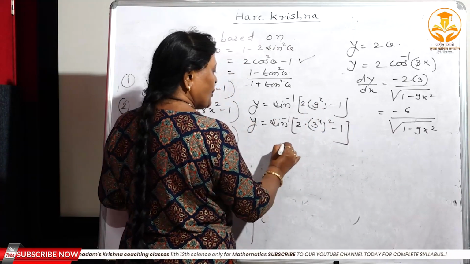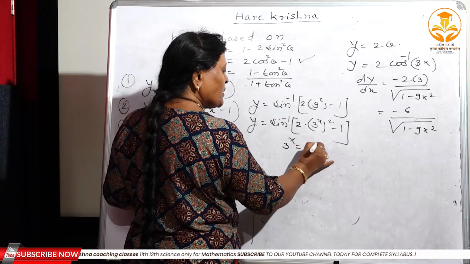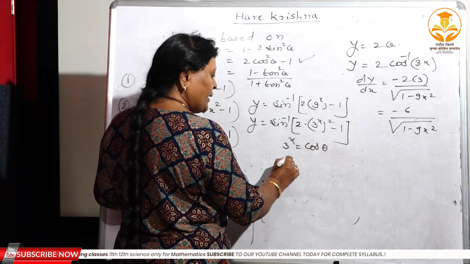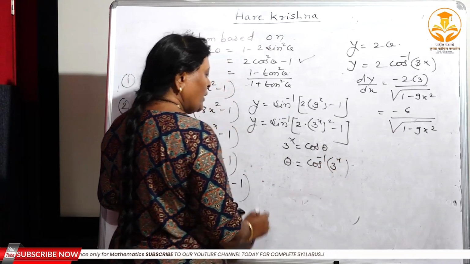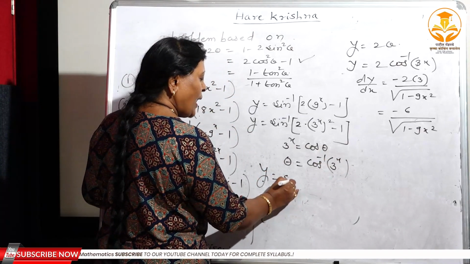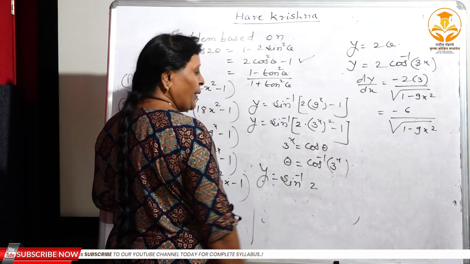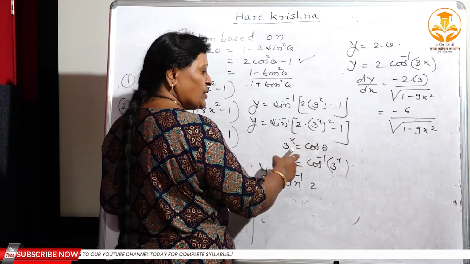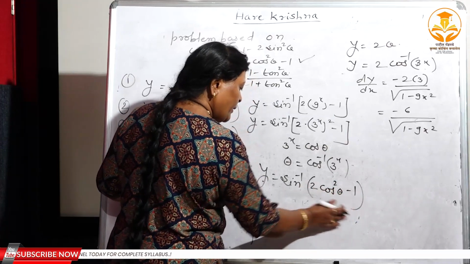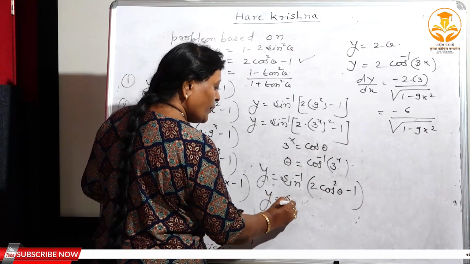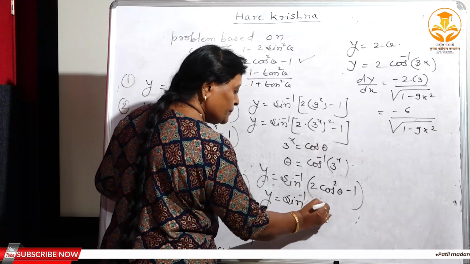Obviously you can substitute 3 raised to x is equal to cos theta. Therefore, theta is equal to cos inverse of 3 raised to x. Therefore, y is equal to sin inverse 2 remain as it is. 3 raised to x whole square means cos square theta minus 1. And again, this is the formula of cos 2 theta.